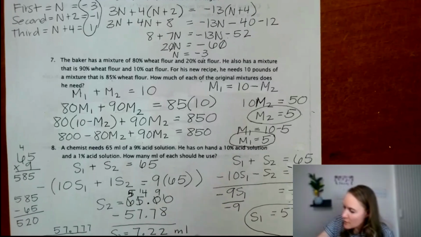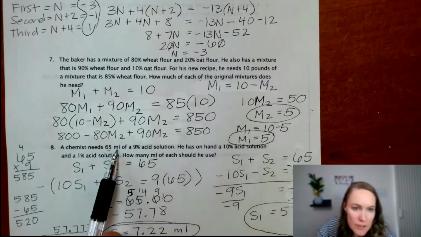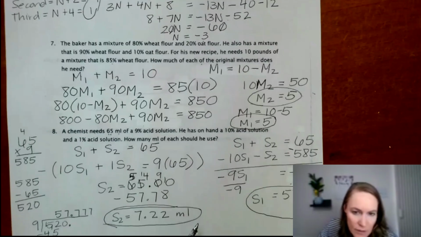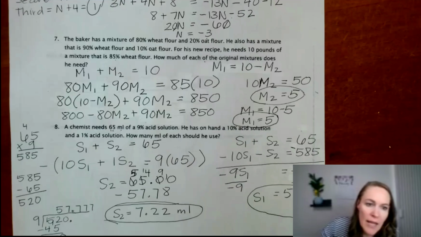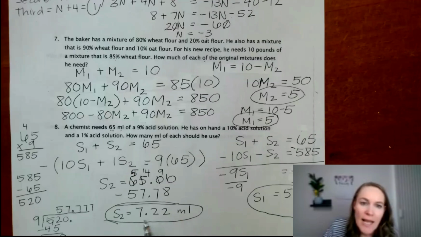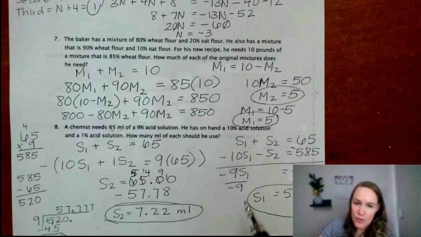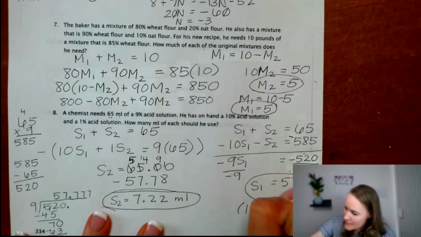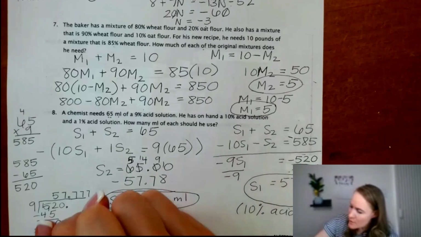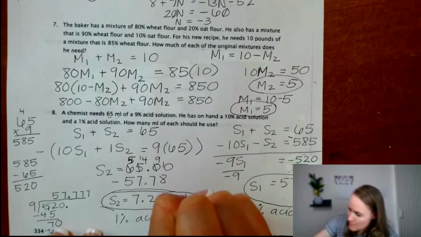Okay, so this is my final answer. So if I want a 65 milliliter solution of 9% acid, then from solution 1, I need 57.78 milliliters. And from solution 2, I need 7.22 milliliters. And then it's also helpful to designate which one is which. So solution 1 would be the 10% acid solution. And solution 2 is going to be the 1% acid solution.